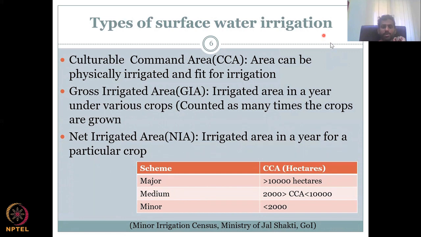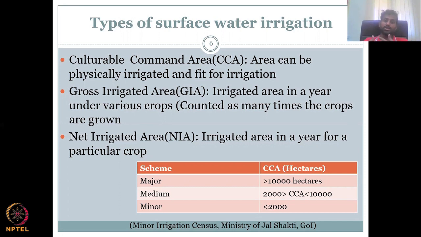Let's look at the other types of surface water irrigation, and more importantly, the terminologies involved. You have the culturable command area, which is called the CCA, which is basically the area that can be physically irrigated and fit for irrigation. Okay, so the culturable command area is below the dam or the water irrigation scheme, and that is where you can send the water, and the land has to be good for irrigation. You cannot just put water there and say there's no irrigation happening. So a lot of survey will be done before all these structures are built, because it's very expensive.